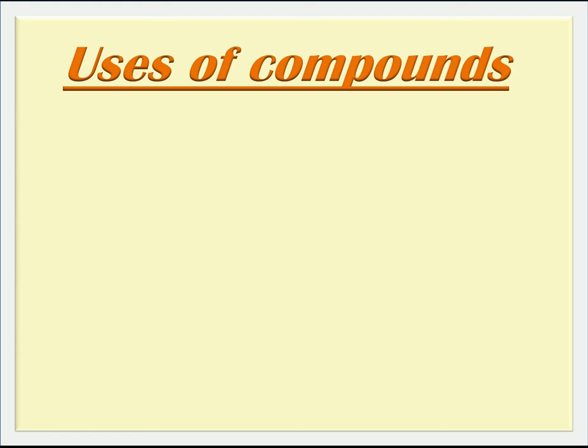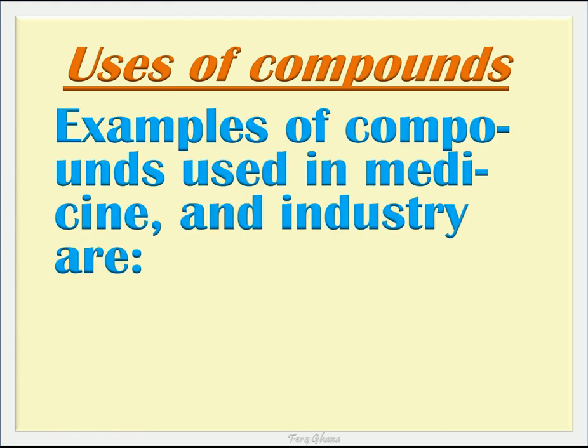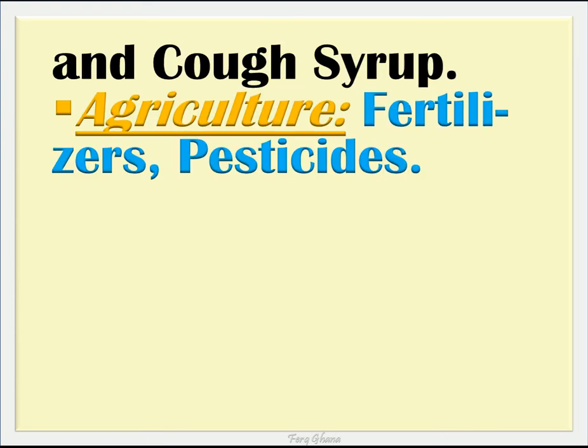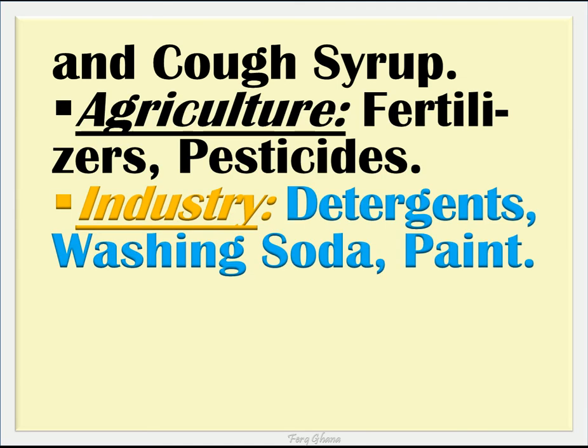Uses of compounds. Examples of compounds used in medicine and industry are: in medicine, toothpaste, milk of magnesia, aluminium trisilicate, and cough syrup. In agriculture, fertilizers and pesticides. In industry, detergents, washing soda, and paint.